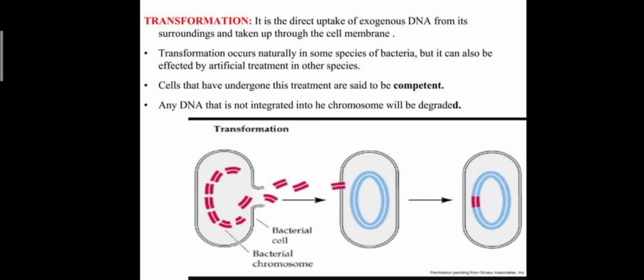transformation. Transformation is the direct uptake of exogenous DNA from its surroundings and take up through the cell membrane. Transformation occurs naturally in some species of bacteria, but it can also be effected by artificial treatment in other species. Cells that have undergone this treatment are said to be competent. Any DNA that is not integrated into the chromosome will be degraded.